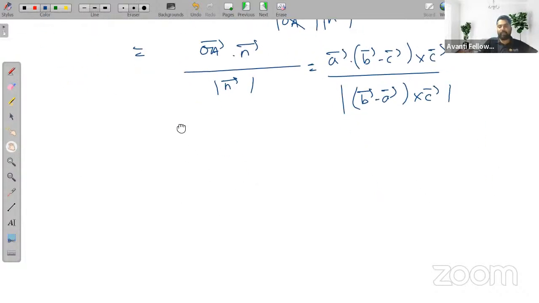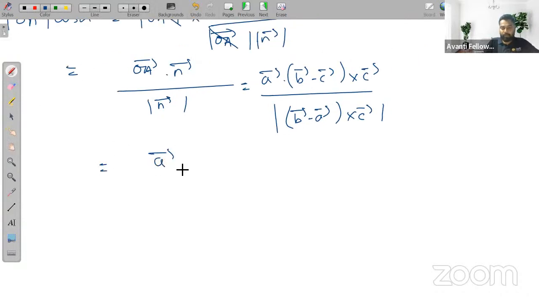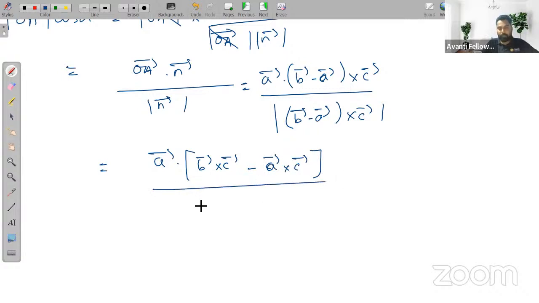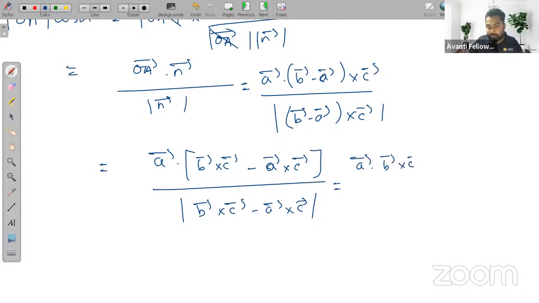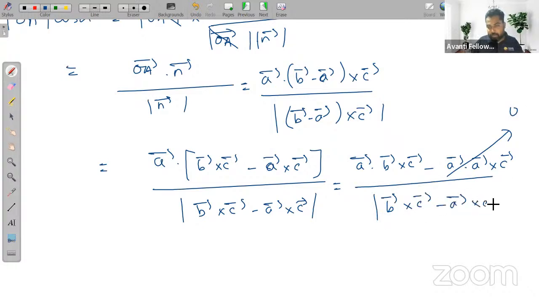If we rearrange these things, what will we get? We get A dot B cross C minus A dot A cross C, and the denominator becomes the modulus of B cross C minus A cross C. Taking the dot product in the numerator, A dot B cross C minus A dot A cross C, and when we take the dot product of the same vectors, this becomes 0, upon the magnitude of B vector cross C vector minus A vector cross C vector.